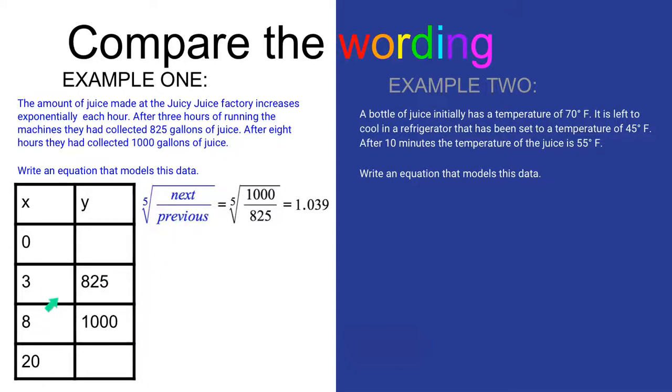In this case, the gap right here is 5, so I'm going to take the 5th root. So I do the 5th root of 1,000 divided by 825, and I get 1.039. That's with correct rounding to 3 decimal places. Then I need to go back 3 spots to get to 0. You notice this jumps from 3 to 0, so I need to divide 3 times, which I can do with this shortcut. So 825 divided by 1.039 to the 3rd power gives me 735.5 gallons, and that was the initial value. That's what they started with.